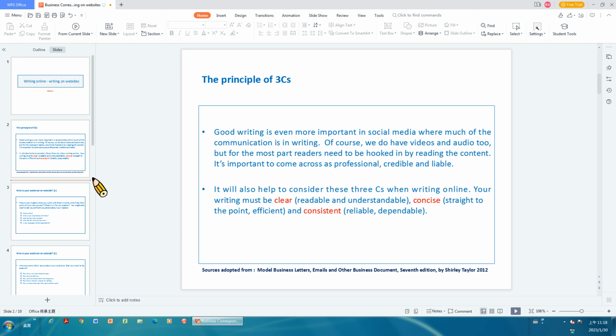Your writing must be clear, which means it should be readable, understandable, concise, which means it should be straight to the point and efficient, and also consistent, which means it needs to be reliable and dependable.